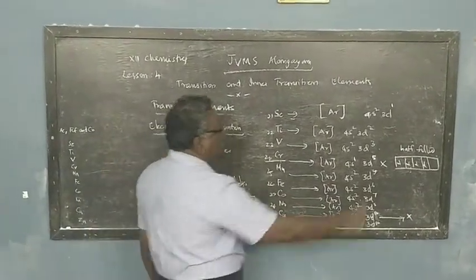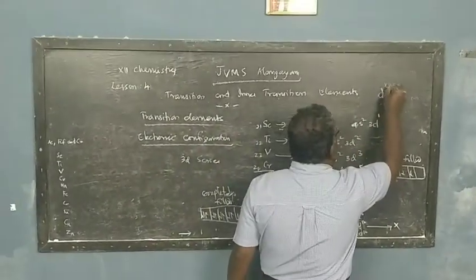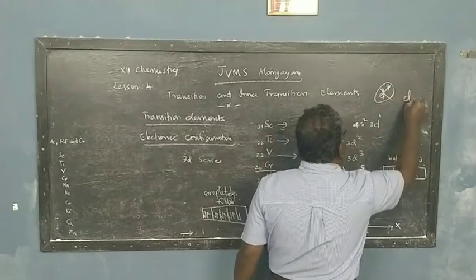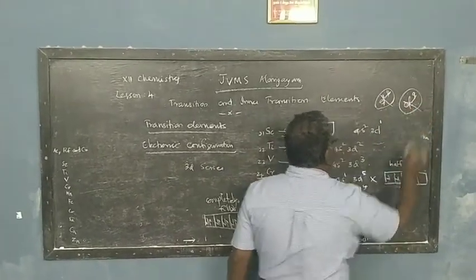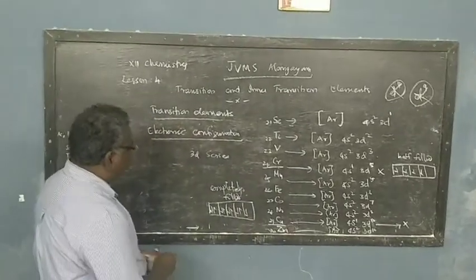So we get d1, d2, d3. We should not get d4. There should not be d4 and there should not be d9. Both must be converted to half filled or completely filled. So this has to be kept in mind.